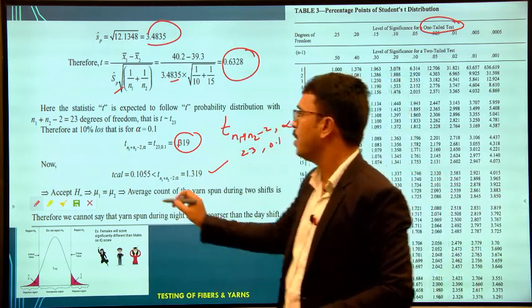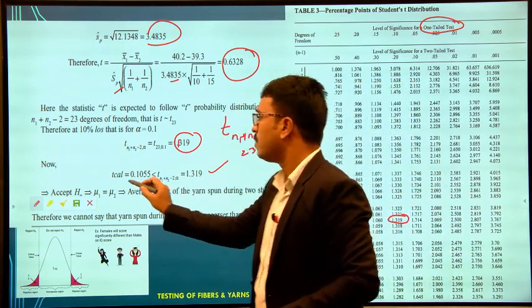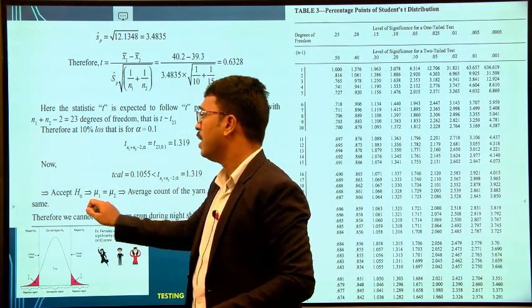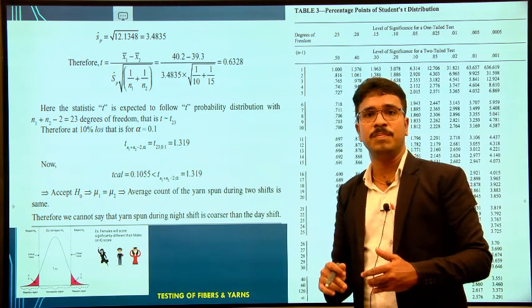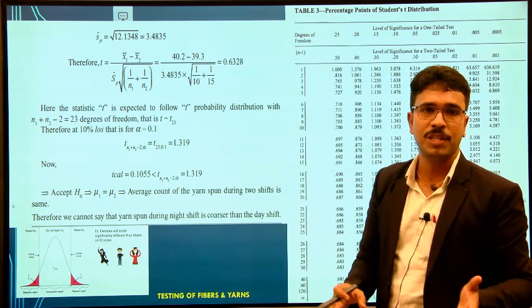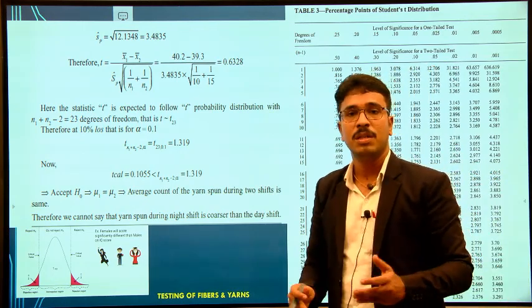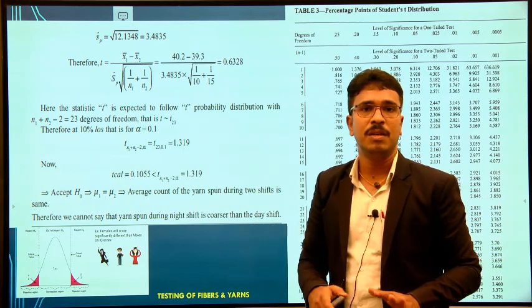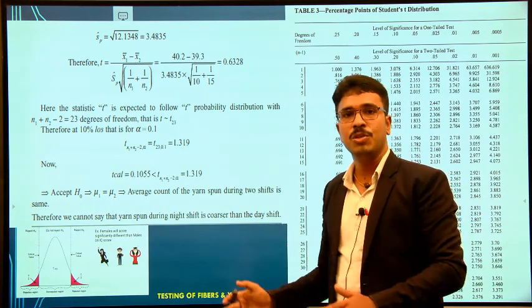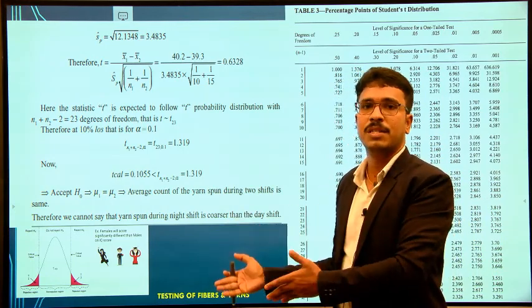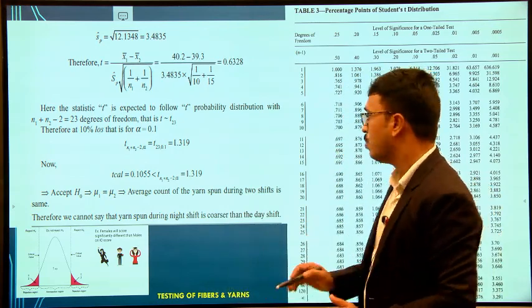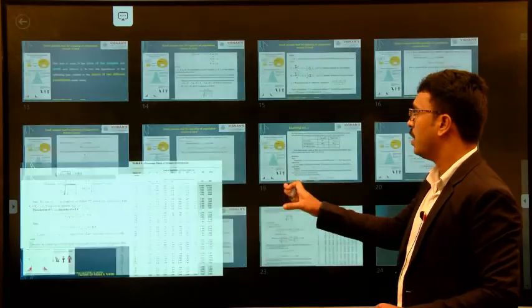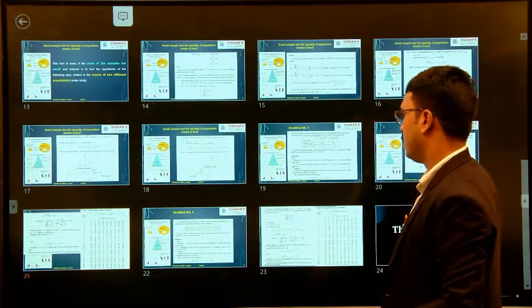Calculated value is less, table value is more. So what we are doing? We are accepting the H0. That means the yarn produced in both the shifts is of the same count. There is nothing coarser or nothing finer. That means the yarn produced in the day shift and night shift are both of the same linear density. So this is what we have to conclude by doing this testing of hypothesis.